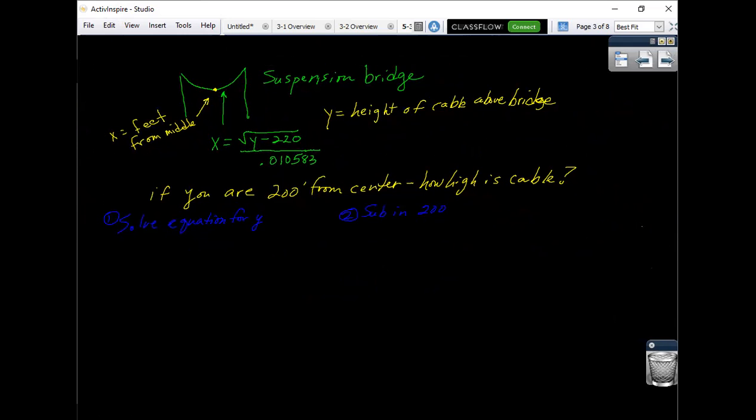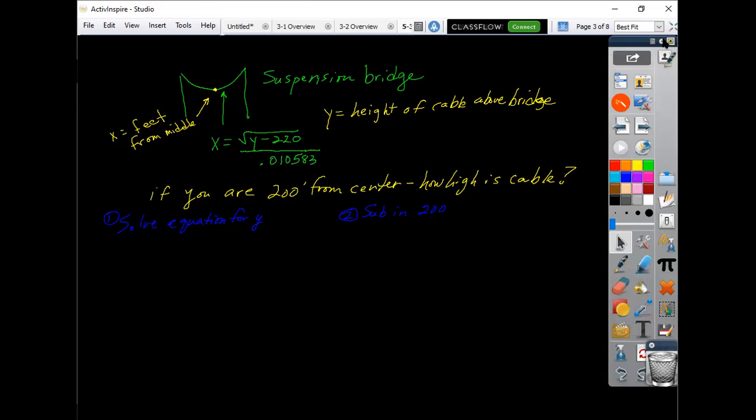All right, so then they ask, when are we 200 feet from the center of the bridge? So that's the 200 feet from the center, that's x. So x is 200. And we would just put that 200 where the x is. Normally, x is what's in the formula. So you've got a 200 in there.